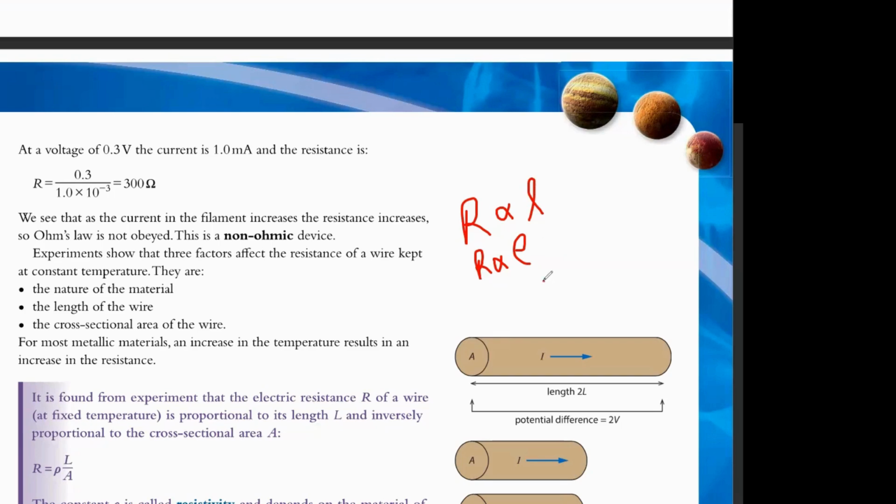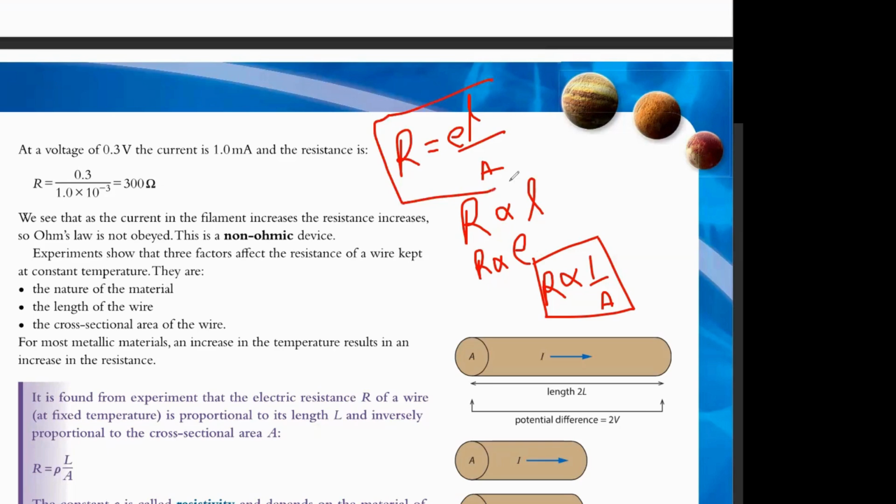Also, resistance is inversely proportional to A. What is A? A is the cross-sectional area. So when you put all this in an equation, resistance is equal to rho L by A. Resistance is equal to rho L by A. Is that clear to you?